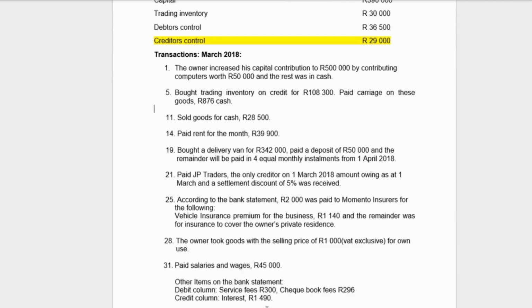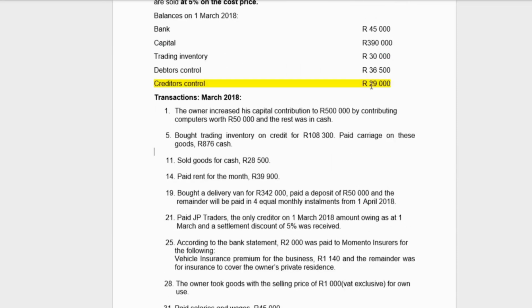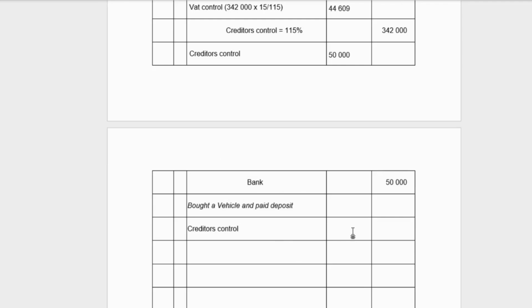So we've paid, and when we pay, we received a settlement discount, right? So when we pay right there, our creditors are going to decrease. So our creditors, when they decrease, they're decreasing with the total amount that we are owing them. Creditors control, right? How much are we owing to these creditors? Let's see. We are owing them 29,000, right? So it means they're decreasing with the whole amount of 29,000. Remember, creditors control is a liability. When it decreases, we debit. So 29,000.